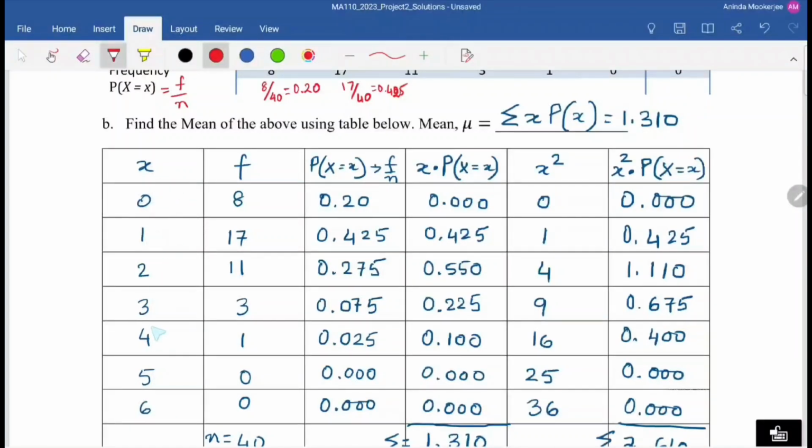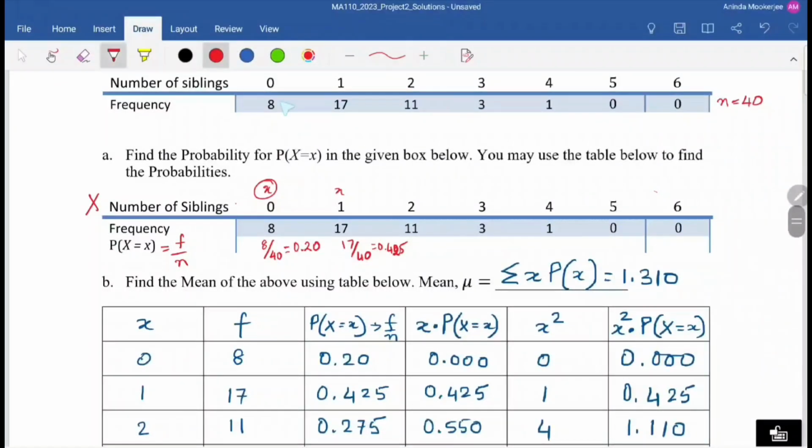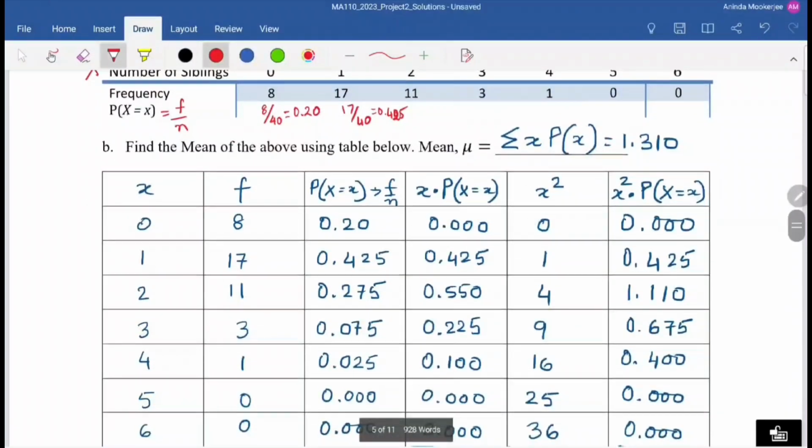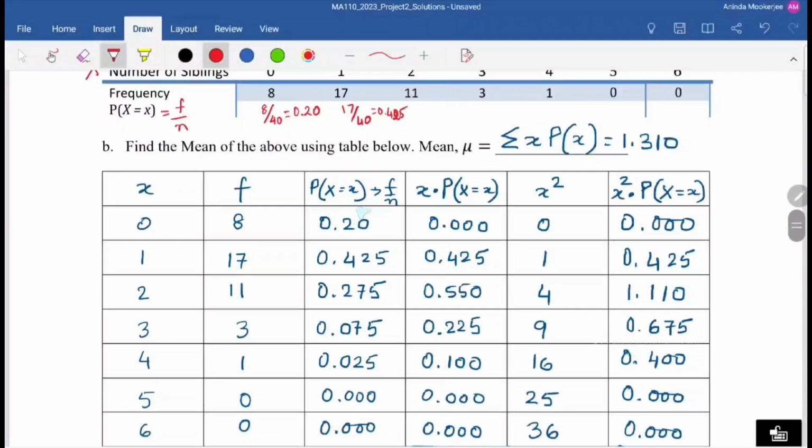These were the number of siblings reported by the students. That's your lowercase x. In the next column, I have listed all the frequency values. So essentially, in the first two columns, I've listed the values already given to us. You just copy them and list them in this table in the first two columns. In the third column, we have to find the probability of x.